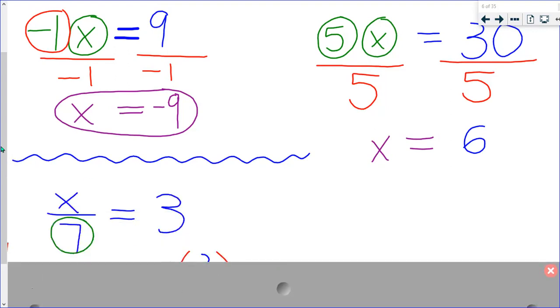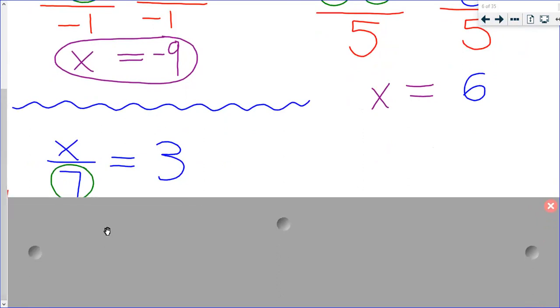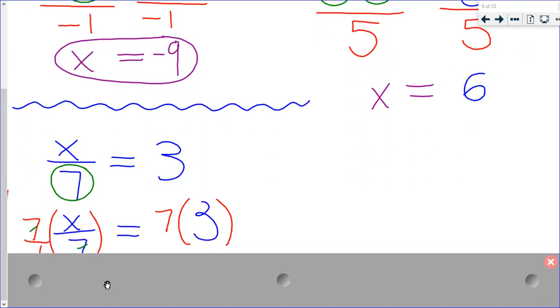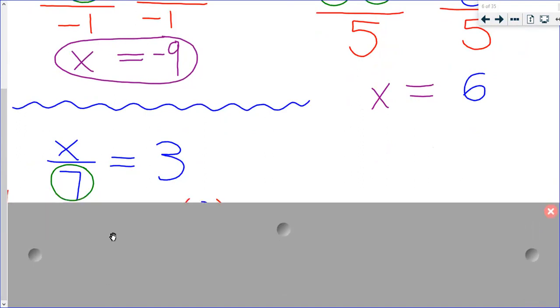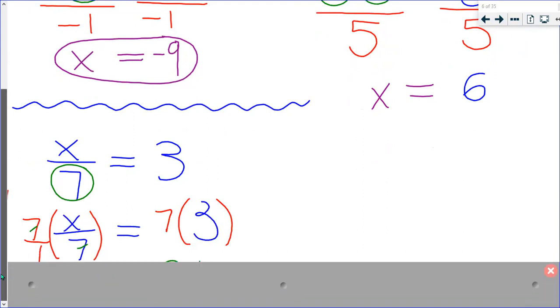Okay, so this is another challenging problem. x over 7 is equal to 3. So remember, 7 is in the denominator, so it's an operation of division. In order to correct this, we are going to multiply both sides by 7.